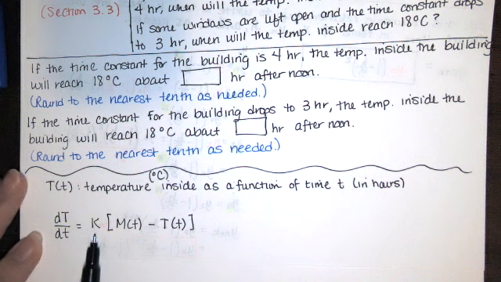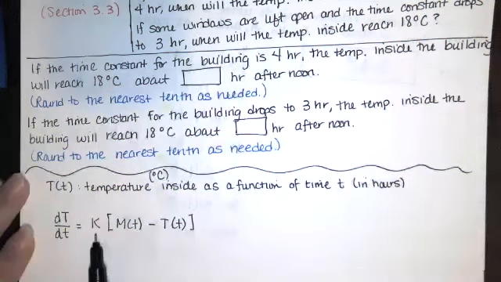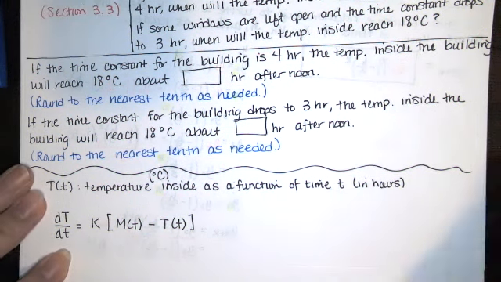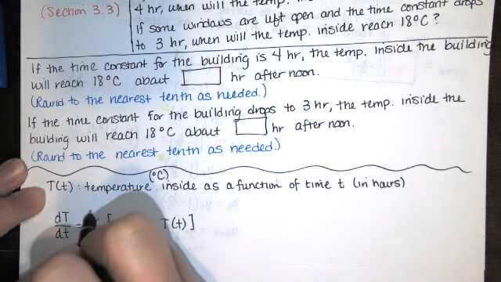Now, this constant of proportionality K depends on the qualities of the building. So it might depend on the number of doors or windows. It might depend on how well that building is insulated. But it's not dependent on the inside temperature, the outside temperature, or the time t. It's just a constant. So this term in our differential equation comes from Newton's law of cooling.